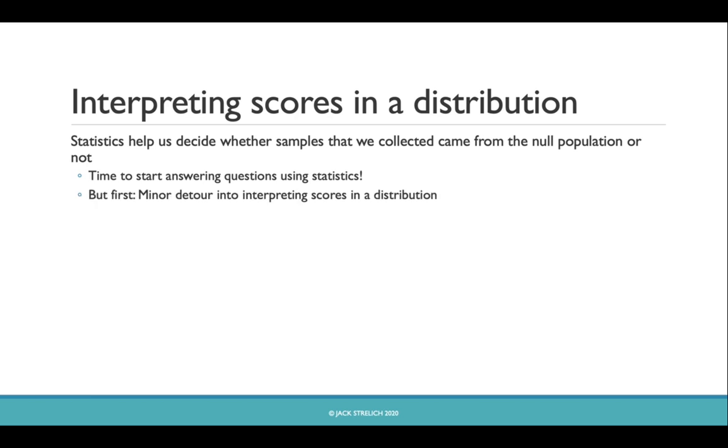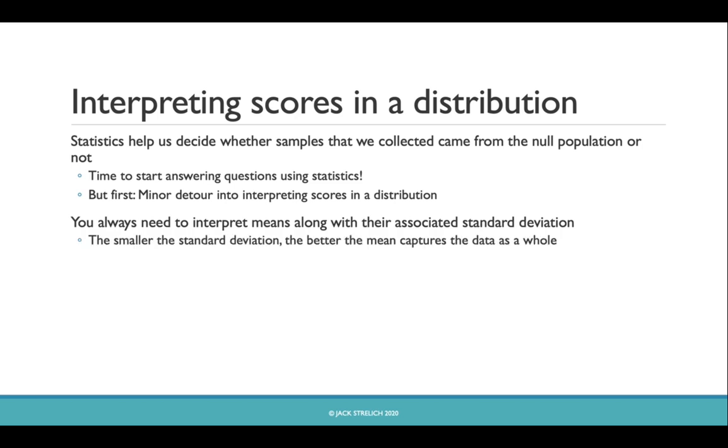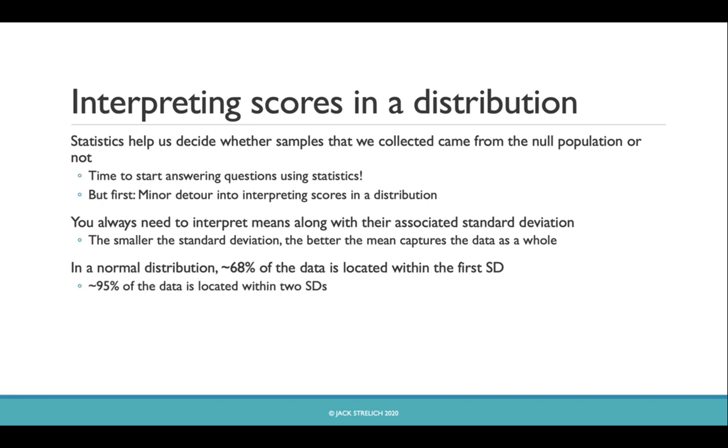But first, I want to take a minor detour to talk about interpreting scores in a distribution. The key idea here is that you always need to interpret means along with their associated standard deviation. The smaller the standard deviation, the better the mean captures the data as a whole. In a normal distribution, about 68% of the data is located within one standard deviation of the mean. 95% of the data is located within two standard deviations of the mean, and about 99% of the data is located within three standard deviations.